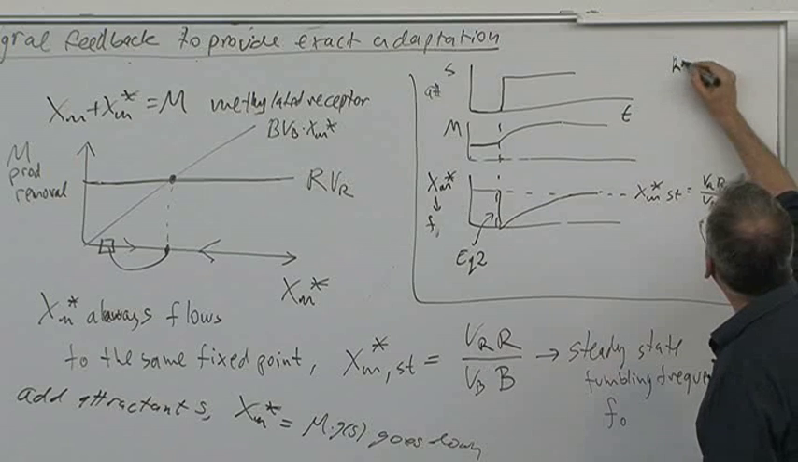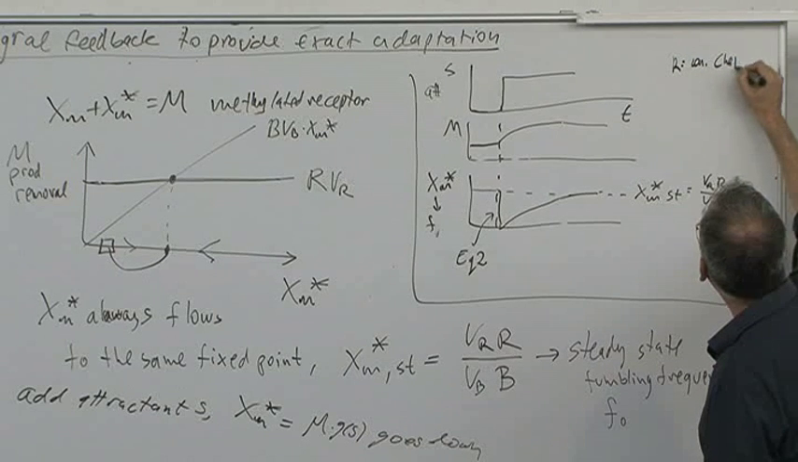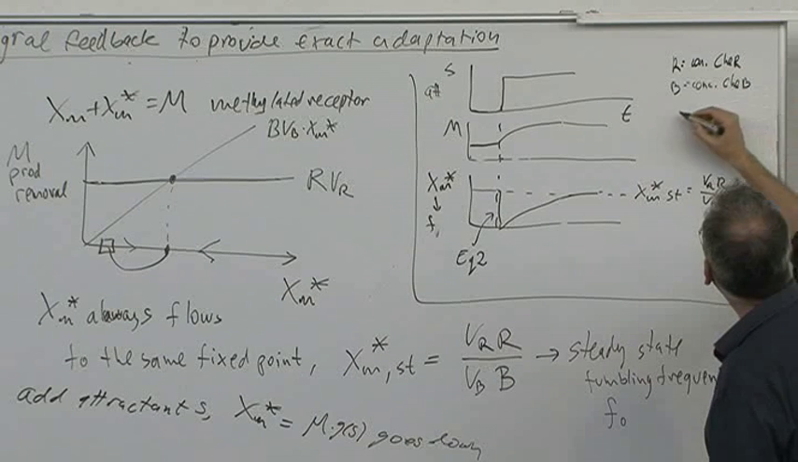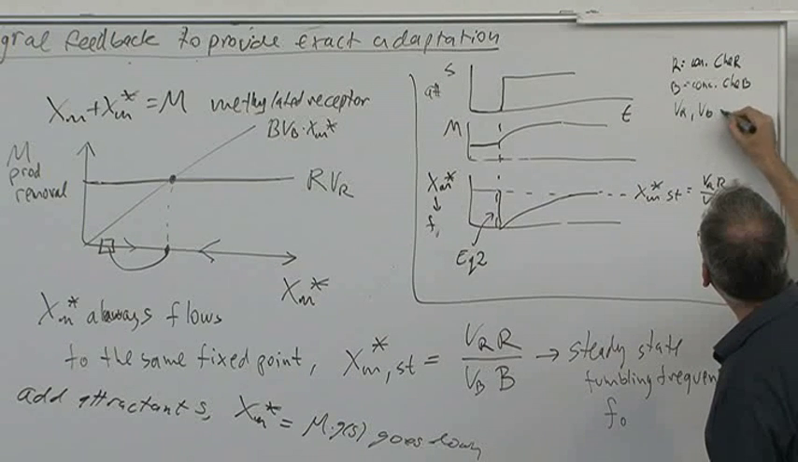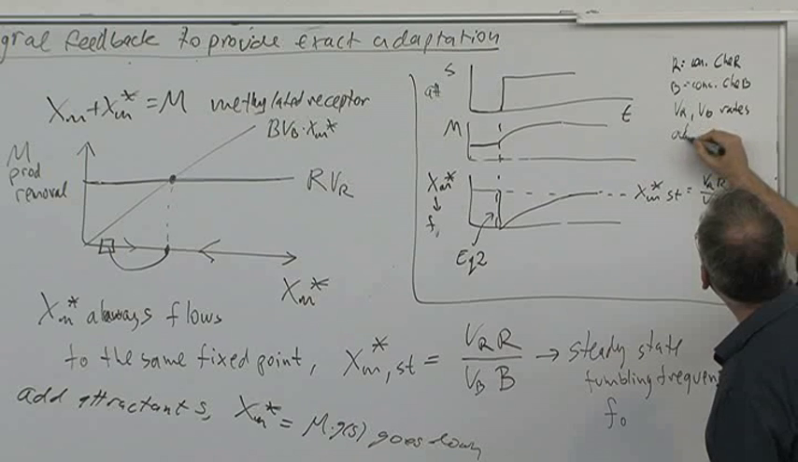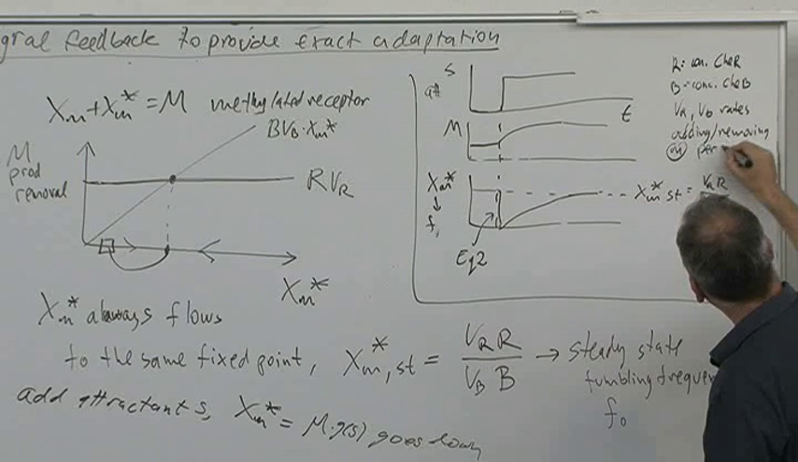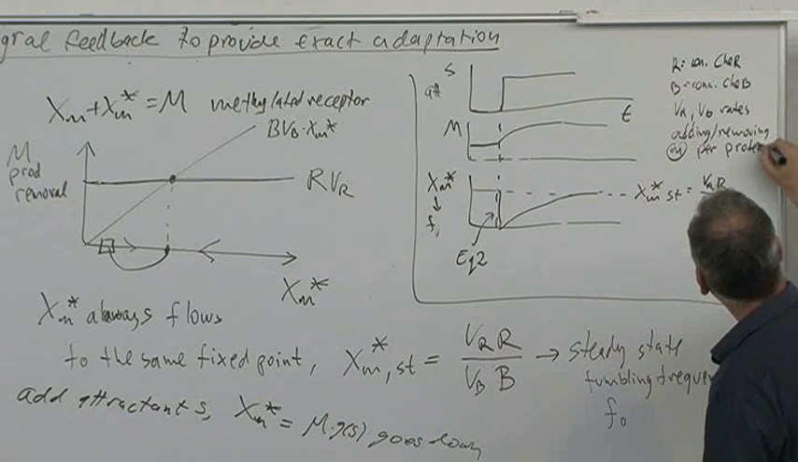R is the concentration of key R protein. B is the concentration of key B protein. VR, VB are the rates of adding, removing methyl groups per protein. Yeah, the specific rates.